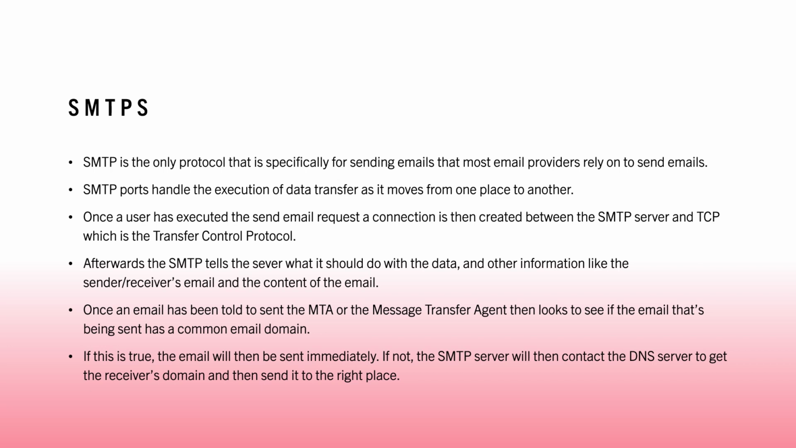After that, SMTP tells the server what it should do with the data and other information, like the sender's or receiver's email and the content of the email. Once an email has been passed to the MTA, or message transfer agent, it looks to see if the email being sent has a common email domain. If the sender and receiver have a common email domain, the email will be sent immediately. If not, the SMTP server will contact the DNS server to get the receiver's domain and then send it to the right place.